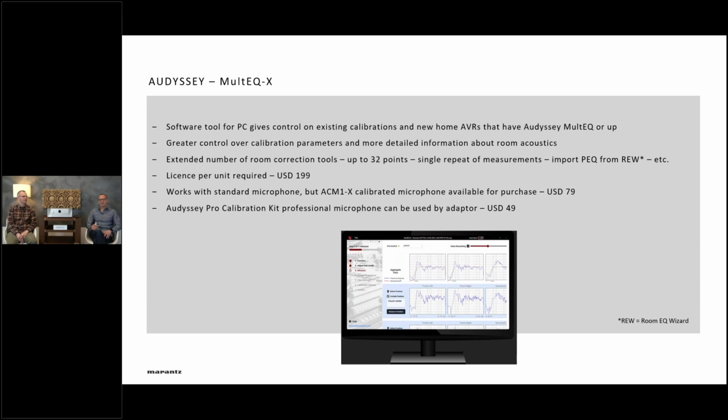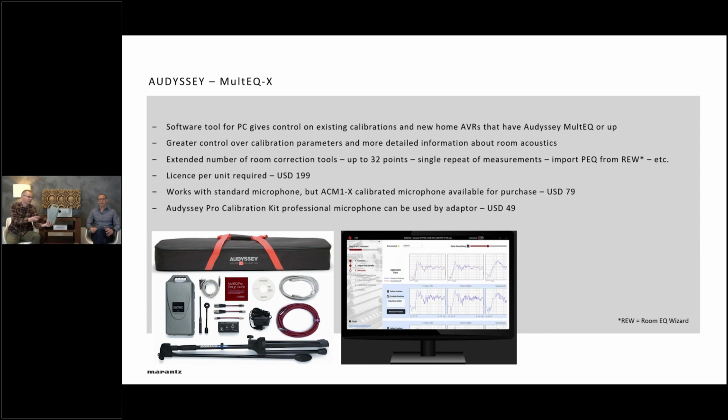The nice thing to mention here is this tool, of course, you have to buy as well. You need a license, which is roughly $200. The nice thing is this tool is working with a calibrated microphone as well, which you can purchase for roughly $80. But you can also use the former Audyssey Pro calibration kit and the microphone which came with this kit. These microphones also had some calibration files which you could upload to the MultEQ X software, and then you have a calibrated microphone for your measurements.